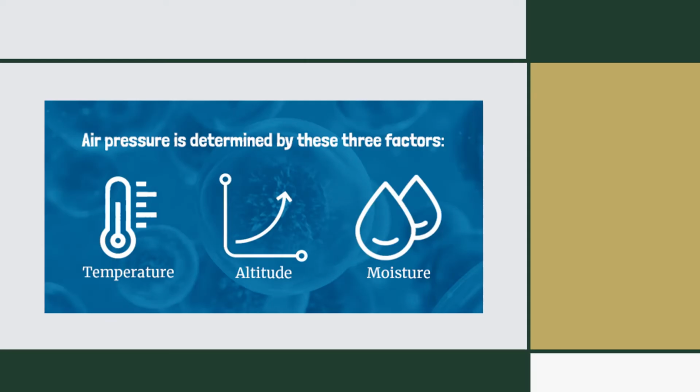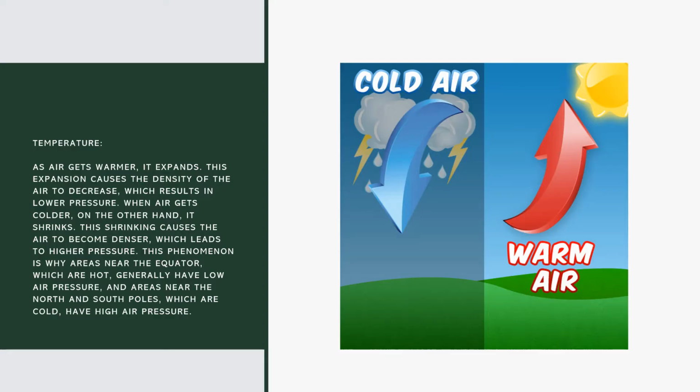Air pressure is determined by three things: temperature, altitude, and moisture. Temperature. As air gets warmer, it expands. This expansion causes the density of the air to decrease, which results in low pressure.